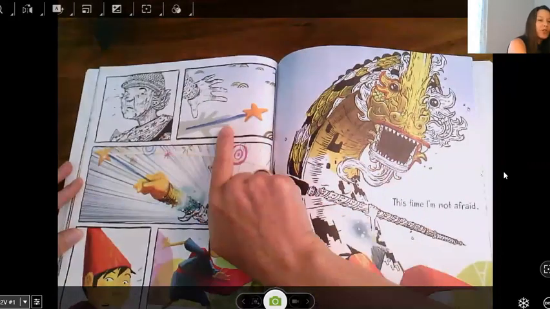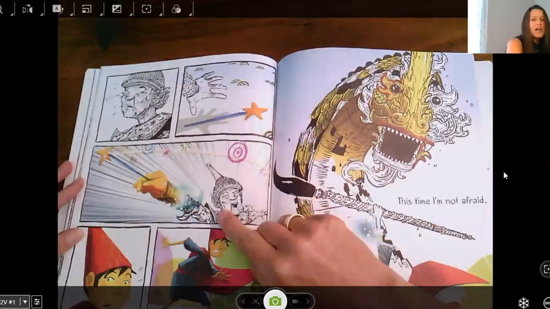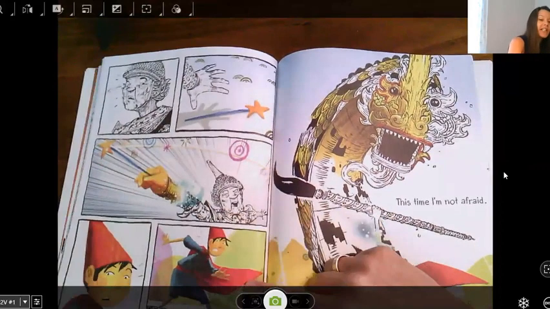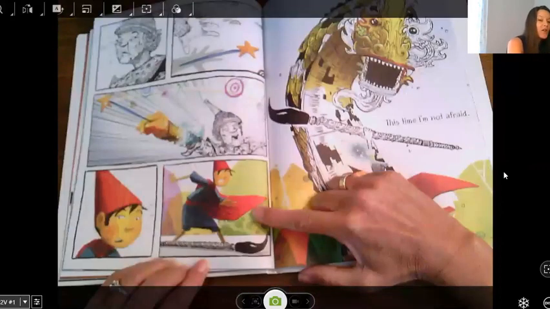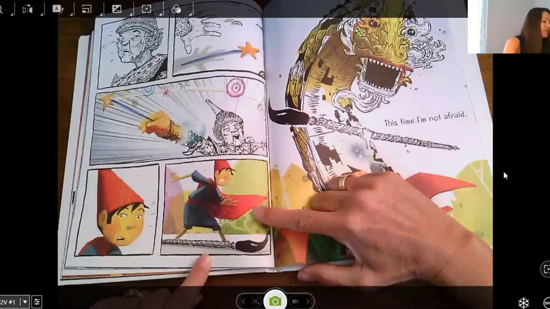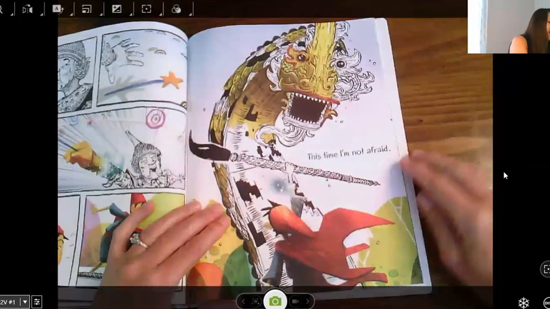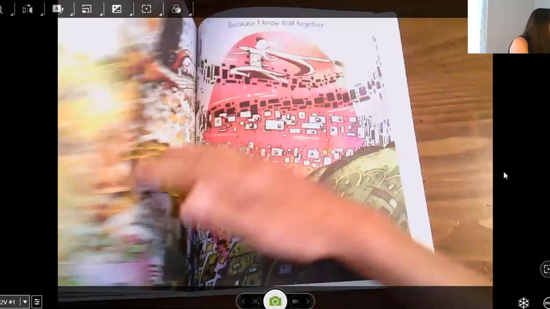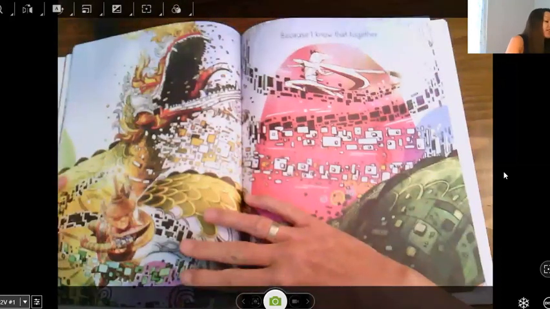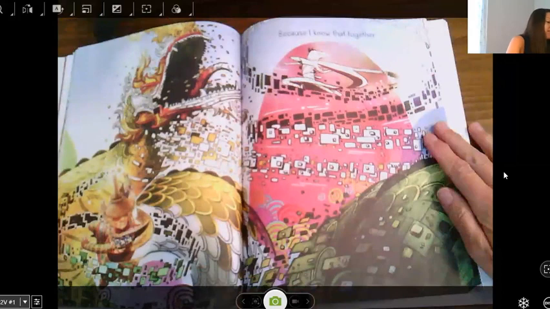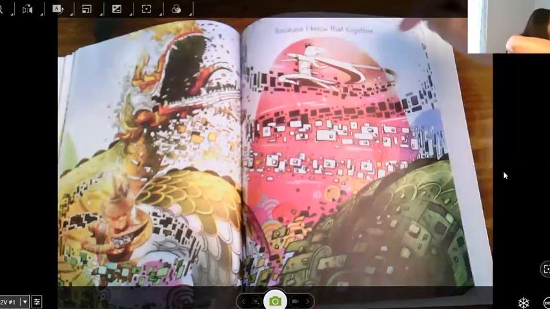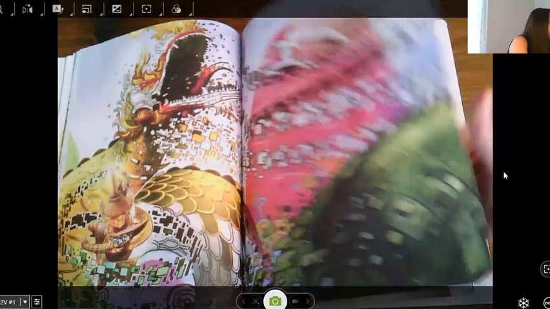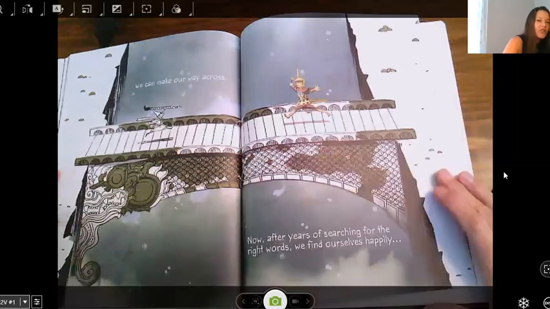Grandfather goes and grabs the magic wand, points the magic wand at the dragon. And his grandson, he's like, what should I do? And he grabs the magic paintbrush. This time I'm not afraid. And he holds up the magic paintbrush. Because I know that together, look at him, there's the grandfather, the grandson, crawling around in this world they created together. Because I know that together we can make our way across.